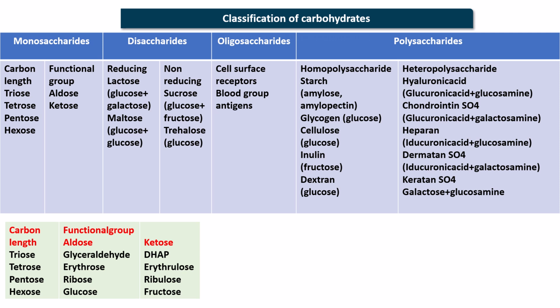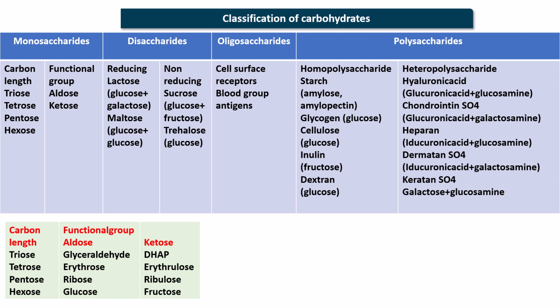Oligosaccharides contain 2 to 10 monomeric units linked by glycosidic linkage. Now these oligosaccharides act as cell surface receptors for entry of biomolecules like hormones. They also act as cell surface receptors for entry of pathogens like bacteria, virus, fungus, protozoa. Apart from this, oligosaccharides also act as blood group antigen present on the surface of erythrocytes.